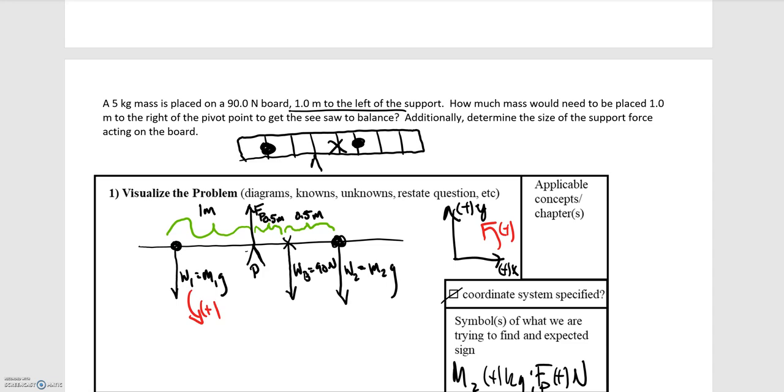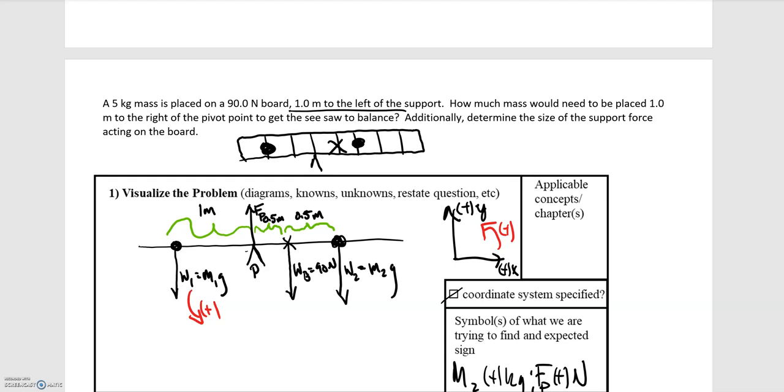What about the force from the pivot point? Well, that is located at the pivot point, so we know that the torque about that is 0. Any force acting at your pivot point will not produce a torque.